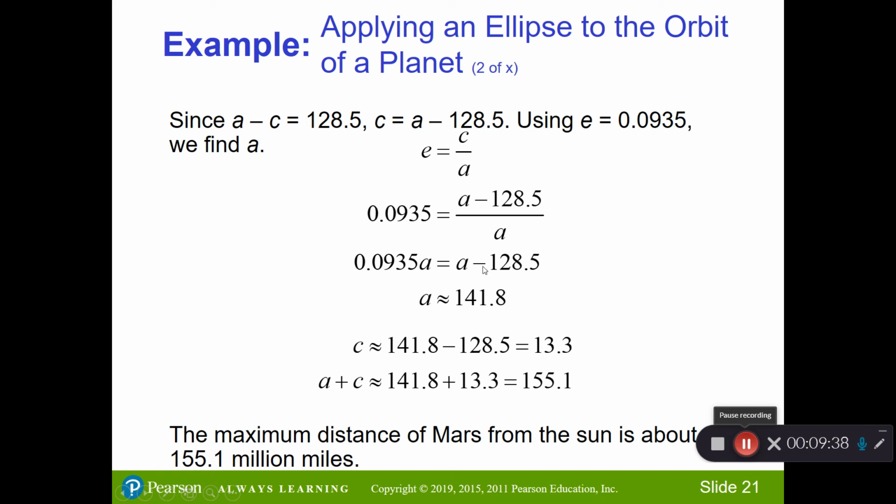Multiply this to the other side. And then I would subtract this over here and get negative whatever that subtraction is. And then divide off the negative, we get a is 141.8. Okay, so our c then is 141.8 minus 128.5, I'm just plugging directly into this equation right here. We get 13.3. So A plus C would be the A value, plus the C we just found, we get 155.1. So our max distance of Mars from the sun is 155.1 million miles.